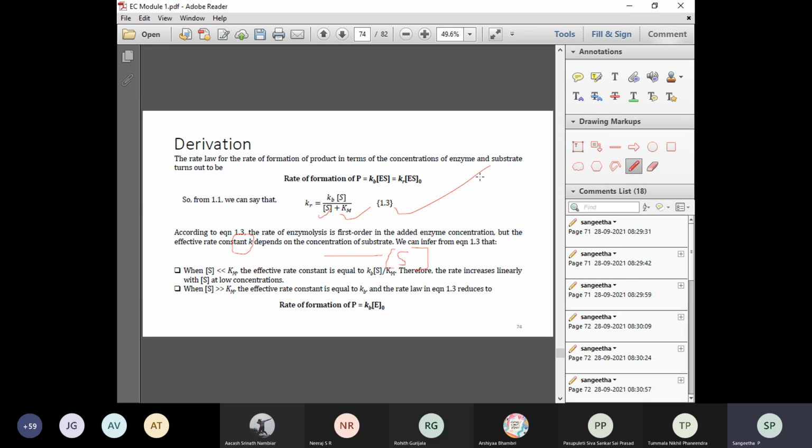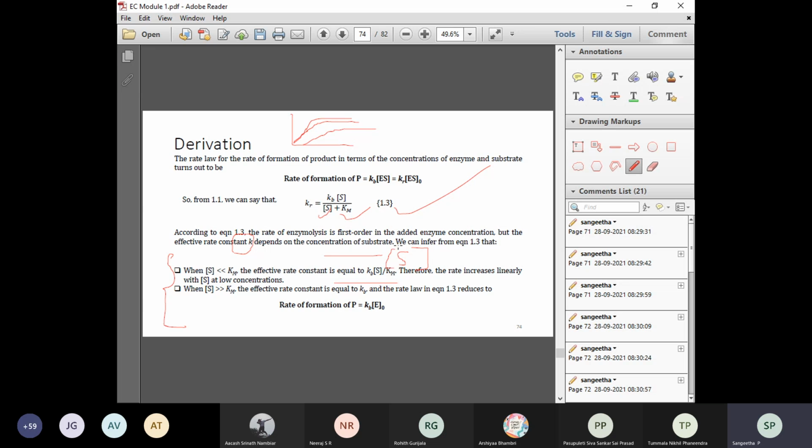We can infer that this equation holds under some conditions with respect to the concentration of the free substrate. When it is less than the Michaelis constant, the effective rate constant is equal to this. As I was telling you, the rate increases linearly with the concentration of the free substrate at lower concentrations. You can see here how the graph goes linearly.